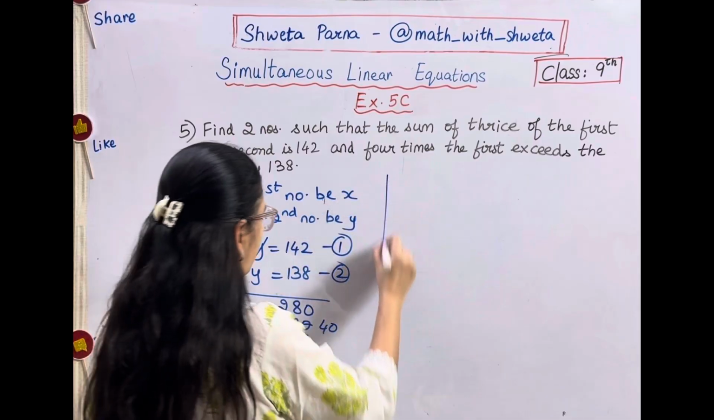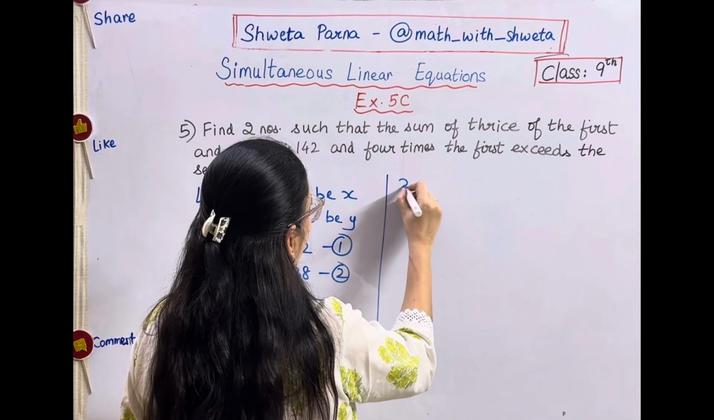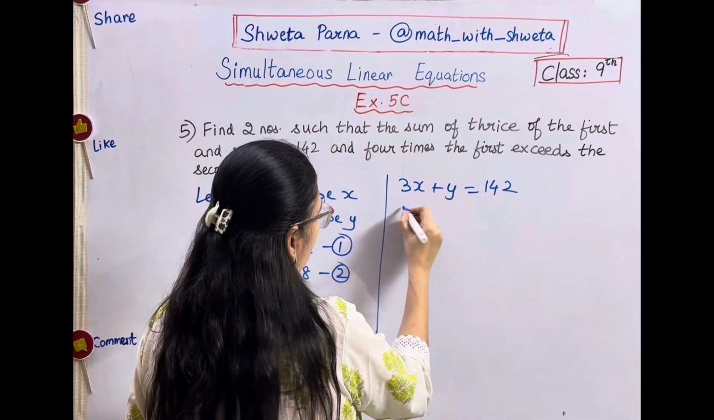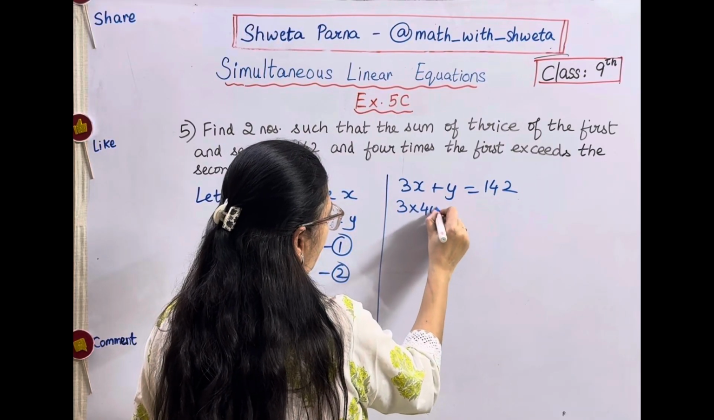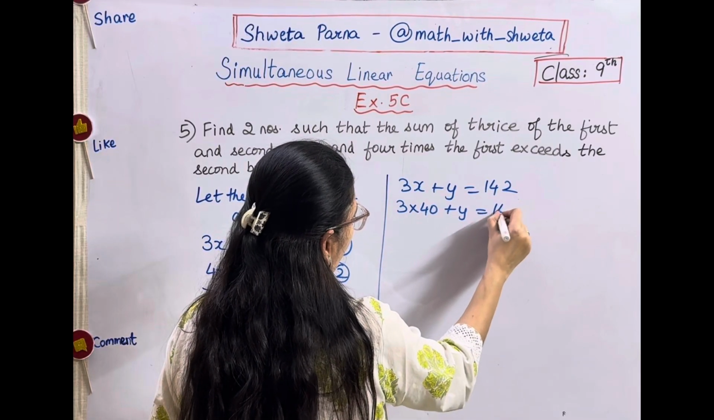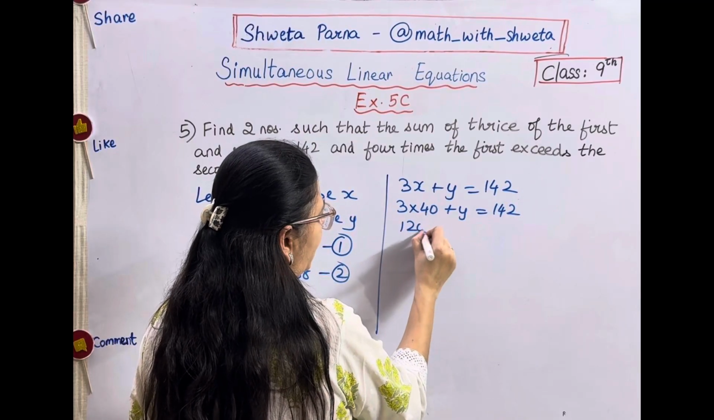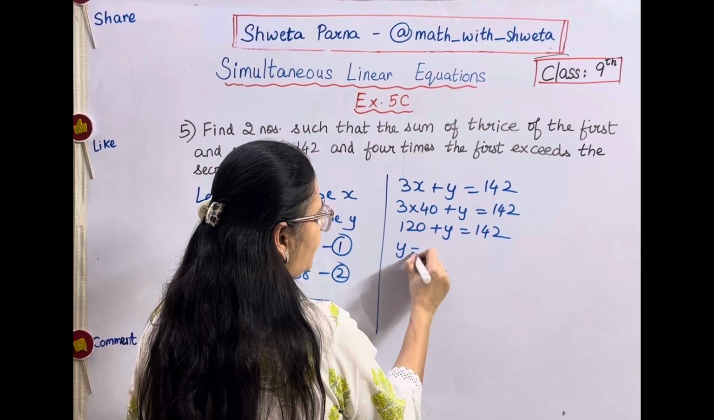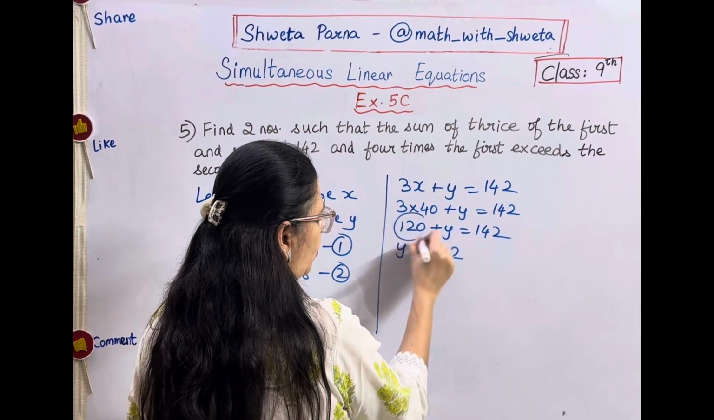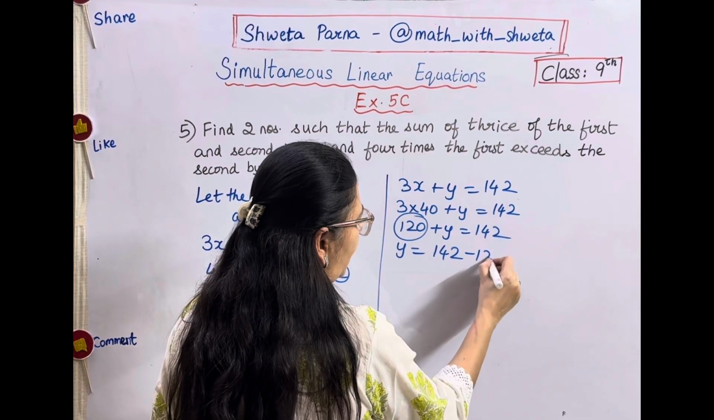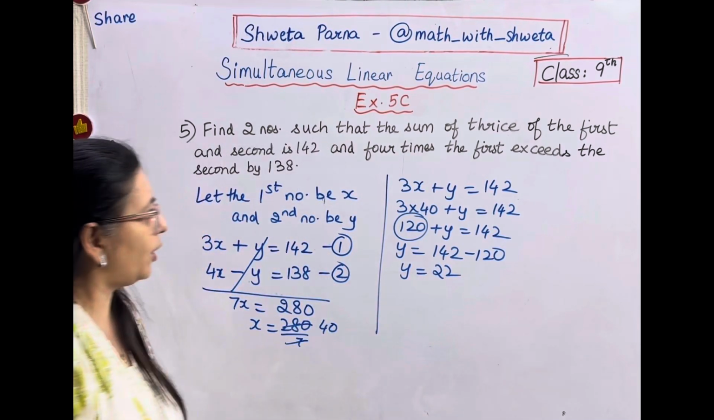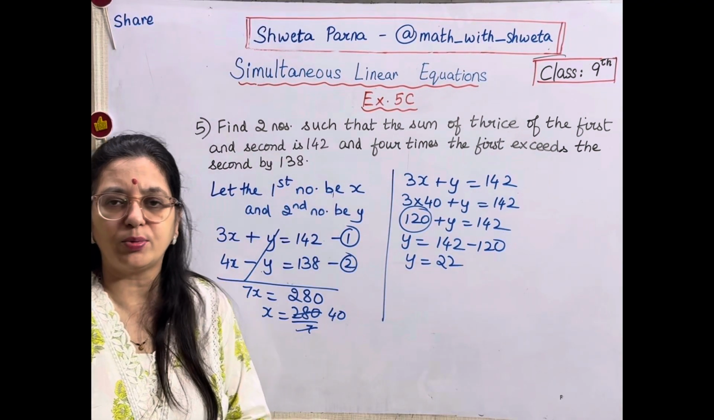Now substitute in any equation. I say 3x plus y is equal to 142. So 3 into 40 plus y is equal to 142. 120 plus y is equal to 142. So y is equal to 142, 120 you take to the other side, you will subtract it. So y is equal to 22. I hope it's clear. Chalo, let's go to the next one.